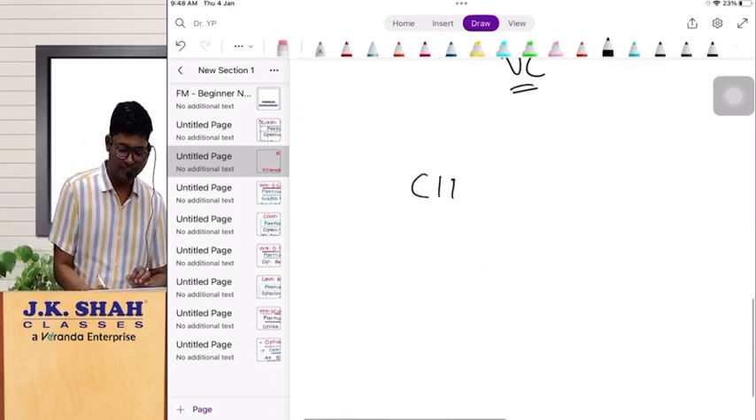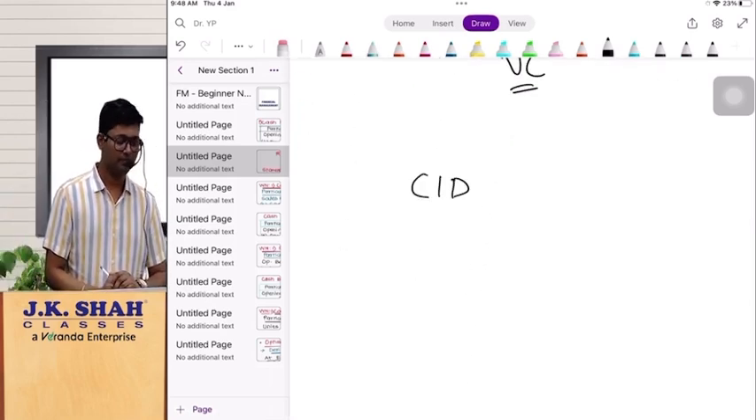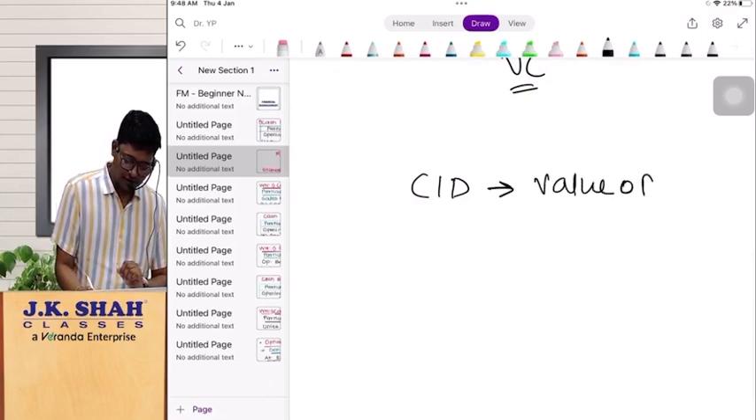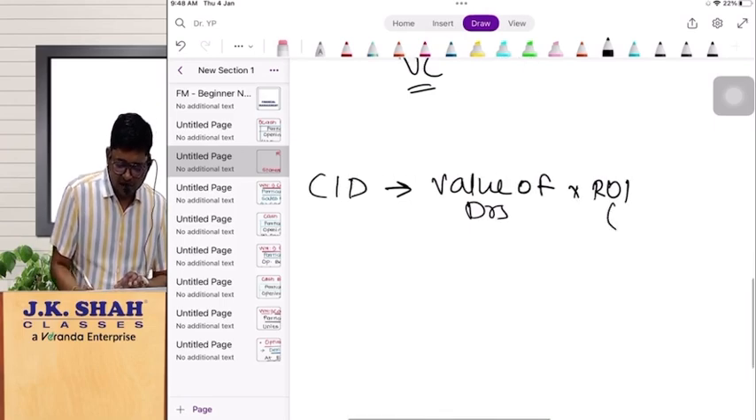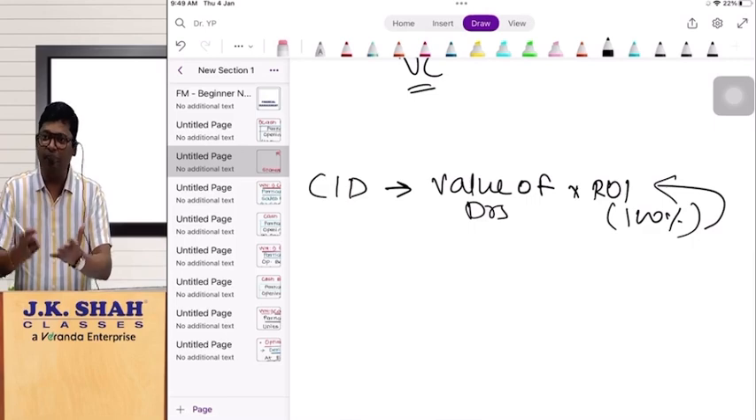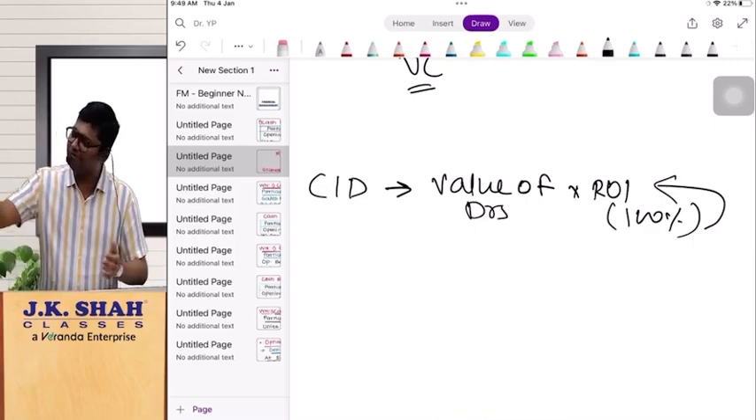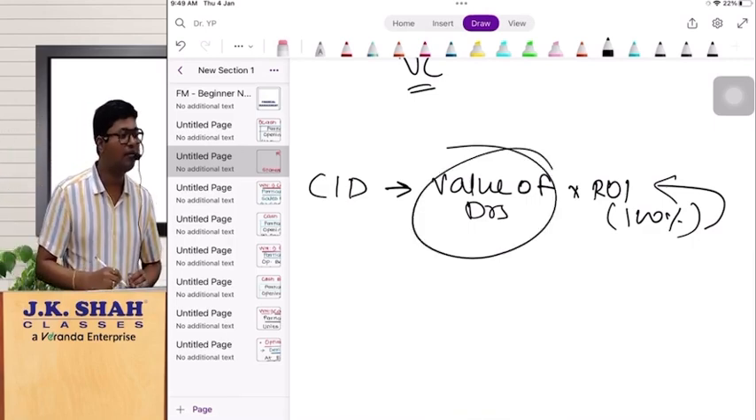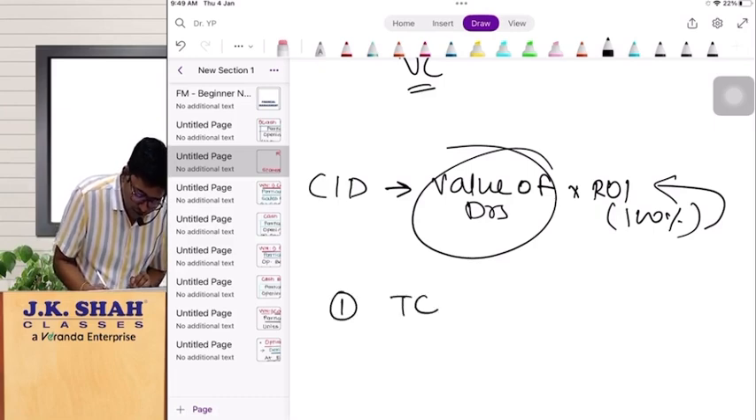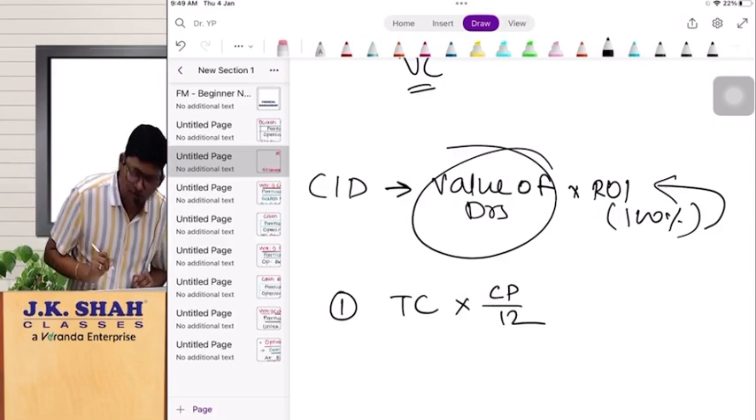What is the full form of CID? For calculation of CID, first we should calculate value of debtor, and this value of debtor will be multiplied by ROI. ROI will always be given in the question. 100% is not ROI, 100% is my guarantee, assurance. This will be given in the question. What we need to ascertain is the value of debtor. For calculating value of debtor, formula number 1 is total cost into credit period divided by 12.